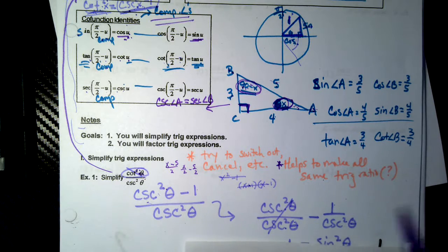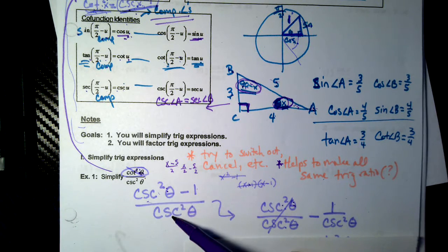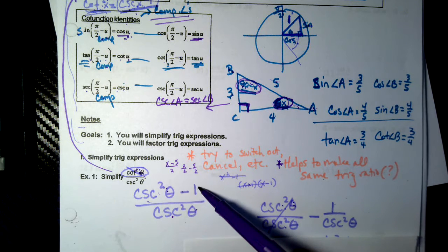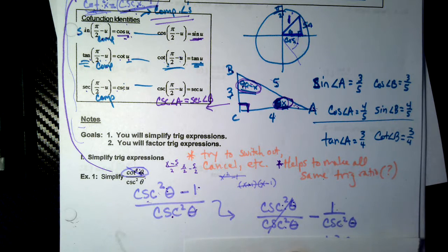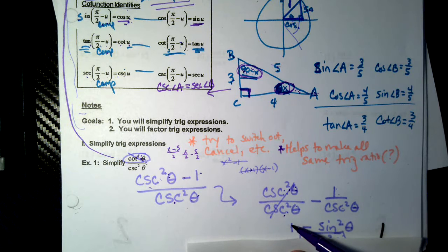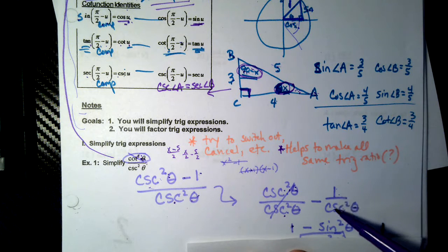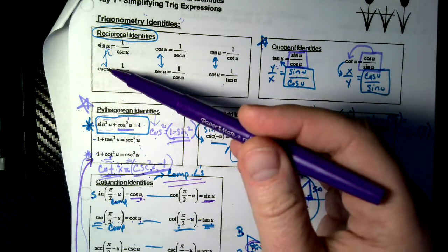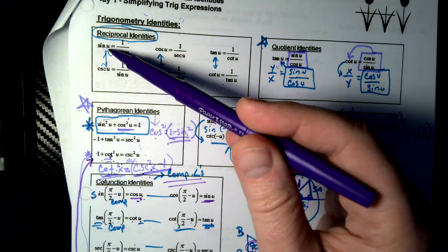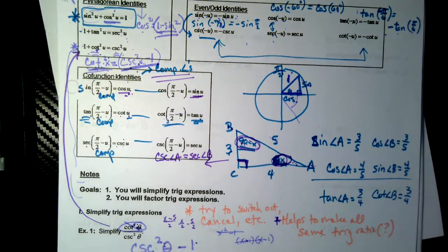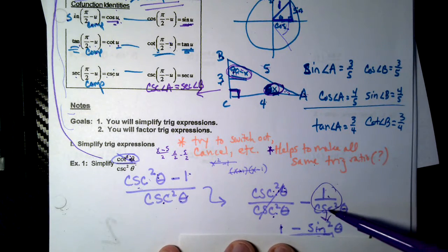And I'm going to separate that into cosecant squared theta divided by cosecant squared theta. You can see where that's going to cancel. Minus 1 over cosecant squared theta. When you have cosecant squared over cosecant squared, that becomes a 1. 1 over anything is going to be a reciprocal, so I go up to my reciprocal stuff. And 1 over cosecant is the same as sine. So this gets replaced with sine squared.